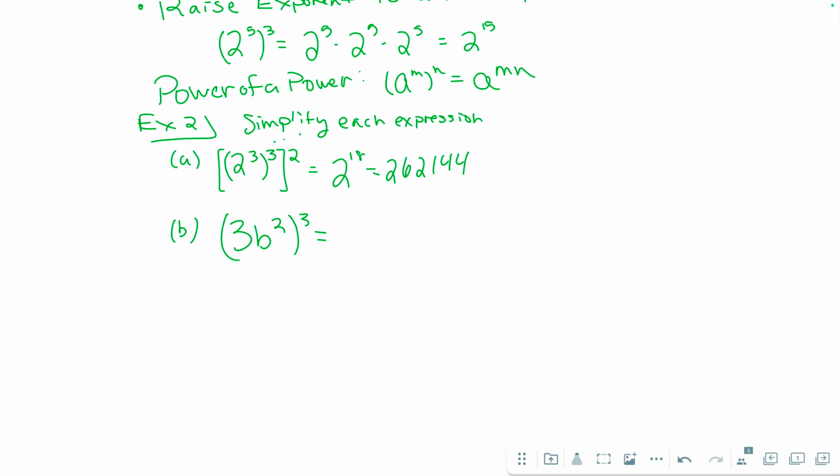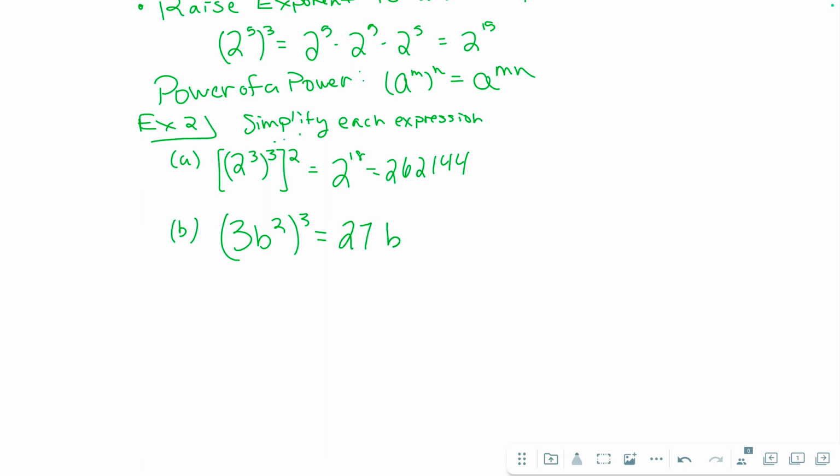What do you think we would do here? You don't distribute it to the 3, right? The exponent? We do. So what's 3 to the third? 18. Try it. 9. Wait, you said 3 to the third? Third. 27. 27.